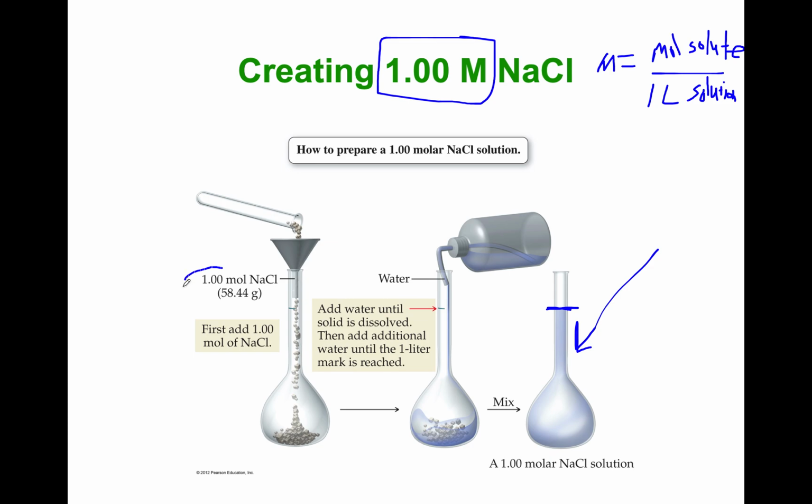And then you need to add 1 mole of sodium chloride. Well, you can't just go to the balance and say, give me 1 mole. You have to look up what's the molar mass. So in this case, the molar mass is 58.44 grams. And if you need 1 mole, then you add 58.44 grams. What if you wanted to make a 2 molar solution? Okay. In that case, you would take the molar mass times 2. If you wanted 0.5 molar solution, you would take half that molar mass. So we'll do some calculations like that in lab.